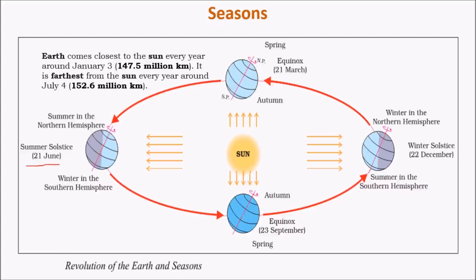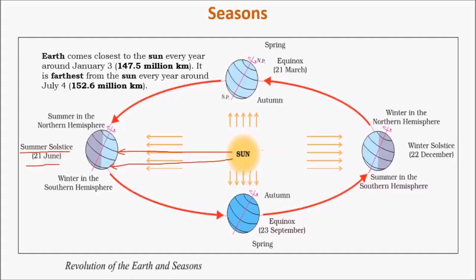On 21st June, that is when northern hemisphere is facing the sun, the northern hemisphere receives direct sunlight due to this tilted position. Otherwise, equator has to receive direct sunlight, as it is the central part of the Earth. But due to this tilt, northern hemisphere faces the direct sunlight, and the southern hemisphere and the equator receive slightly slant sun rays. As a result, it is summer in northern hemisphere and winter in southern hemisphere. And this position is called summer solstice for northern hemisphere and winter solstice for southern hemisphere.